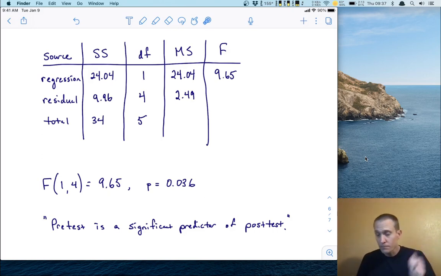So we use it to predict, and we use it to test for significant relationships between variables.